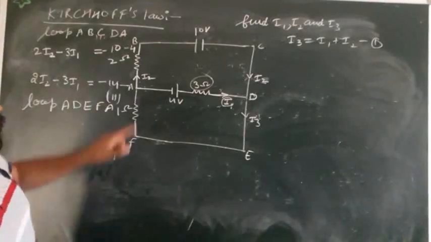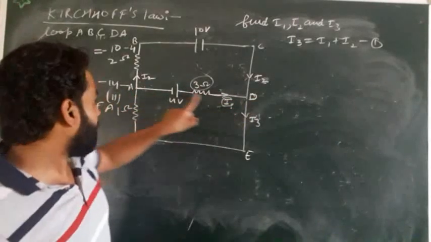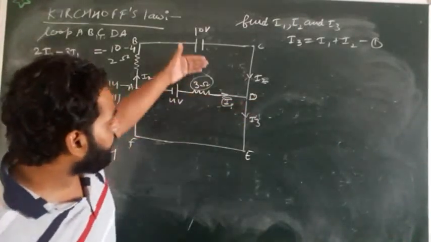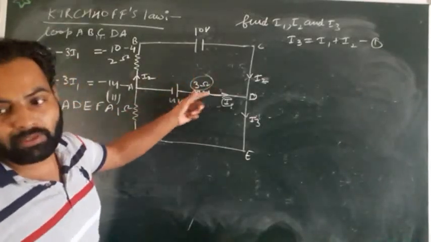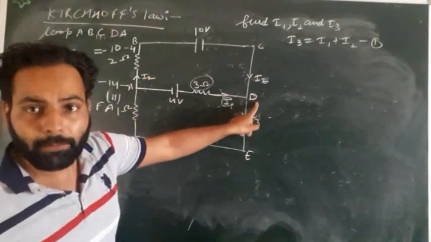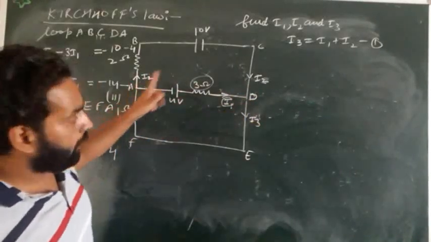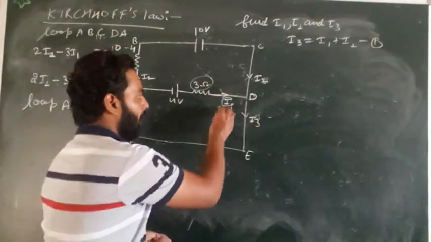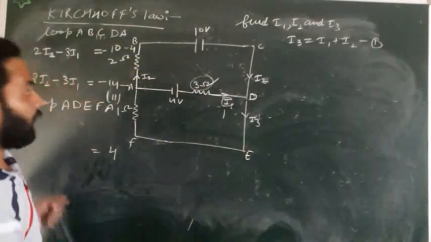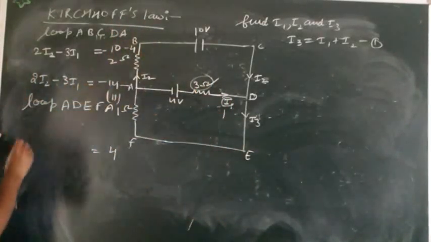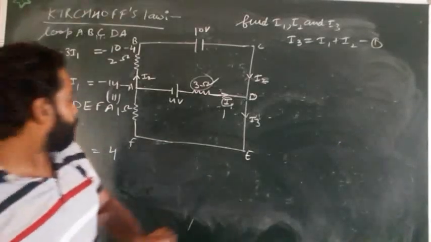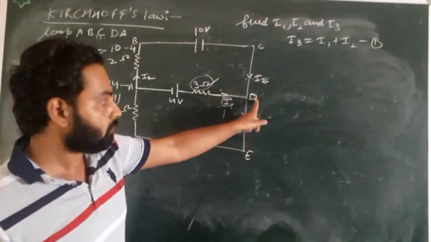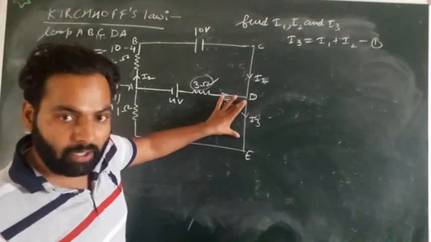Now also when you move from A to D, the current is also moving from A to D. So at that time the value of I and the product of I and R is taken as positive, meaning the current moves from A to D and the loop is also from A to D. So the product of I1 and 3 is taken as positive and written on the left hand side. So that is 3I1. Now this is D to E, there is no resistor.